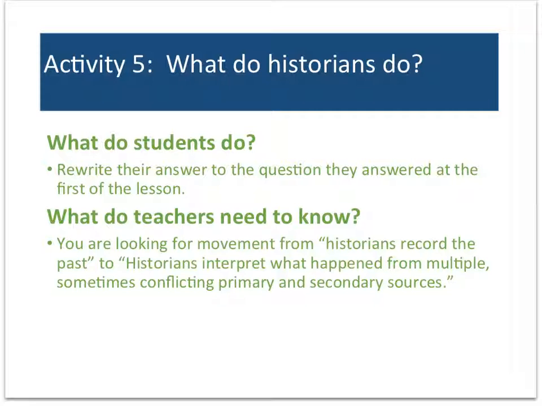Finally, at the end of the lesson, students are going to come back to that question that they began the lesson with: what do historians do? They're going to rewrite their answer to the question they answered at the first of the lesson. And you want to remind them that what they're answering now is based upon the things that they learned and discovered and talked about as they read those 4 documents and the background information. What you're looking for is movement from historians record the past to something like historians interpret what happened from multiple, sometimes conflicting primary and secondary sources.